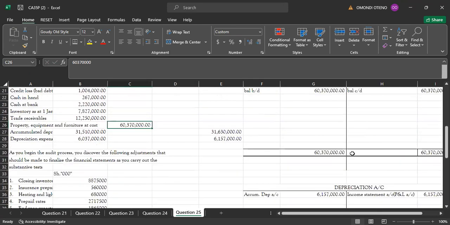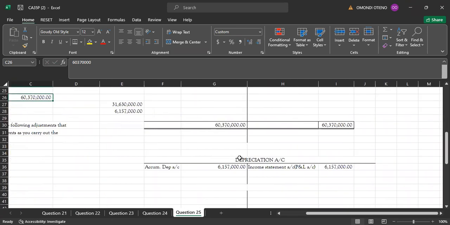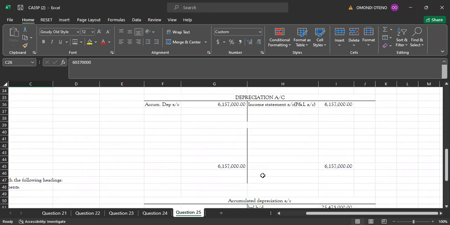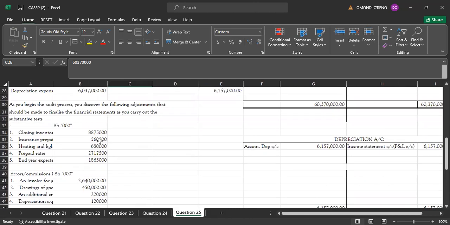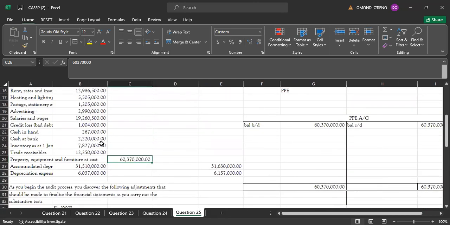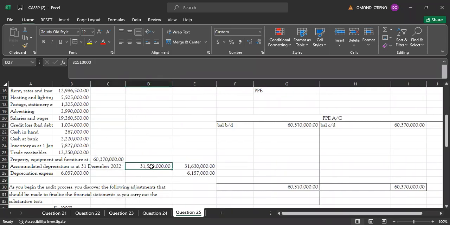Then, if I come down here to depreciation, it is being transferred to the accumulated depreciation account and also P&L. When I come to accumulated depreciation, I have clearly seen that it is going to have a credit balance, and this credit balance is of 31,630. So I just come up here, look for my accumulated depreciation. I know very well it's going to have a credit balance. So that's where I take it to.